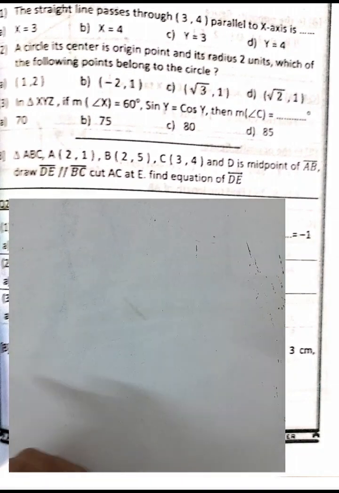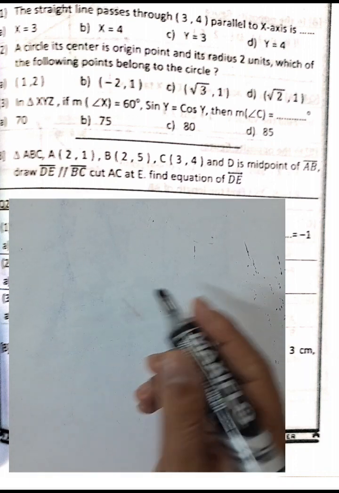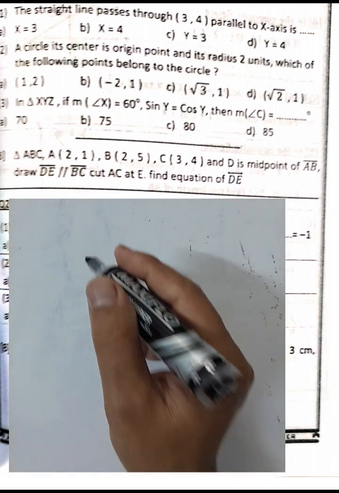Next question. Triangle ABC, we have point A (2, 1), B (2, 5), C (3, 4), and D is the midpoint of AB. Draw DE parallel to BC, cutting AC at E. Find the equation of DE.